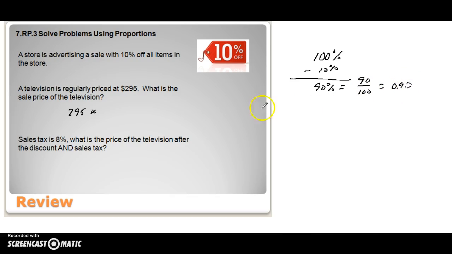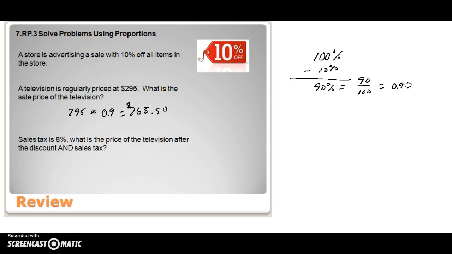I don't have to have that 0 there. So 295 times 0.9, if I do that, I get 265.50.